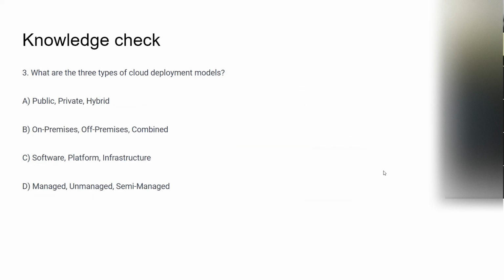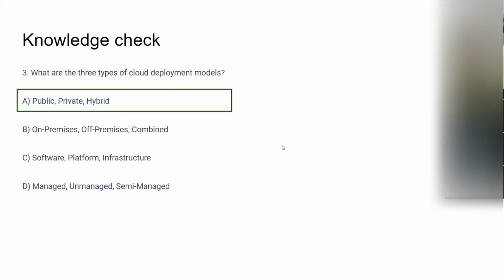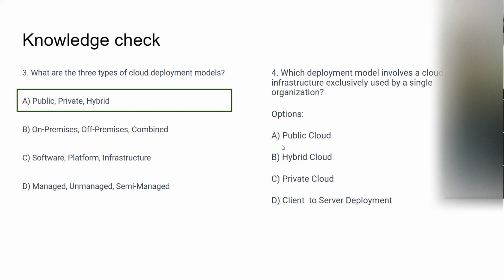What are the 3 types of cloud deployment models? Yeah, we have the public, we have the private, and we have the hybrid. Which deployment model involves a cloud infrastructure exclusively used by a single organization?